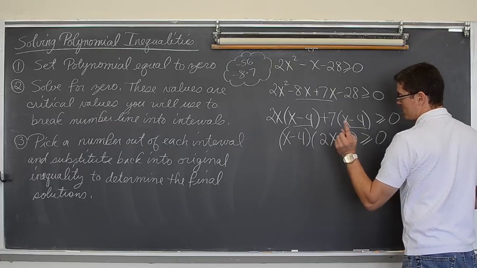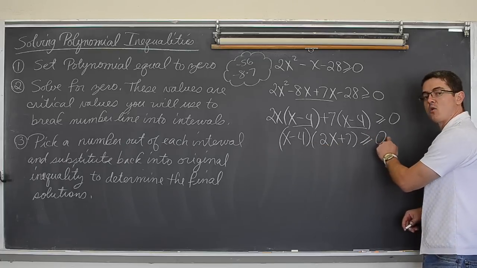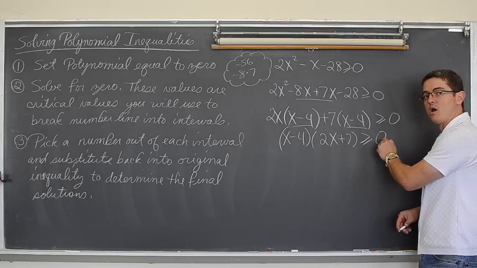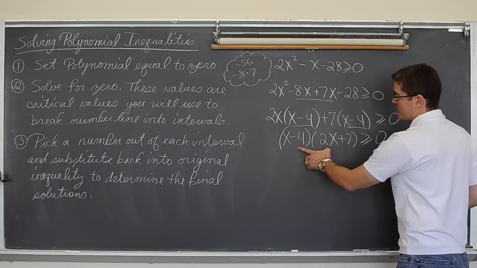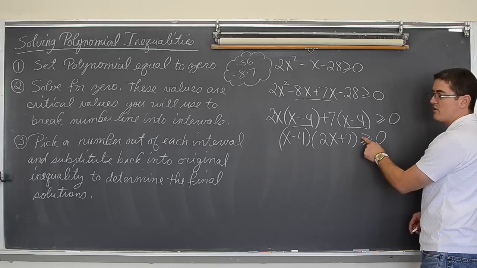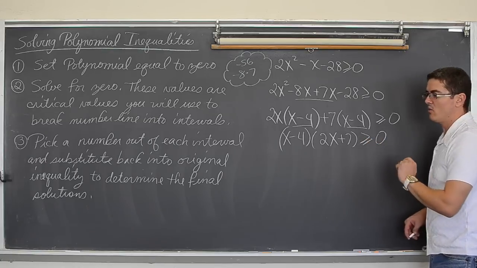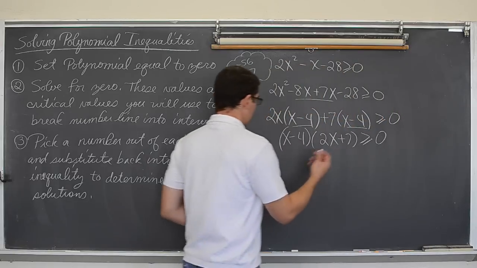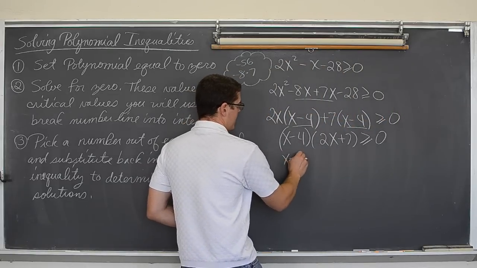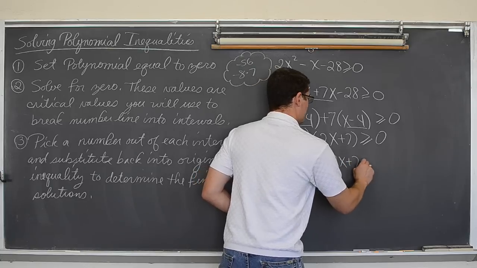We would just set this equal to 0, this equal to 0, and if one of these equals 0, the entire equation is equal to 0. But this is just an inequality. See, for these two numbers to multiply together to give us a number bigger than 0, they either need to be both positive or both negative. So we can't just say, well, I do have to do this step. x minus 4 equals 0 and 2x plus 7 equals 0.